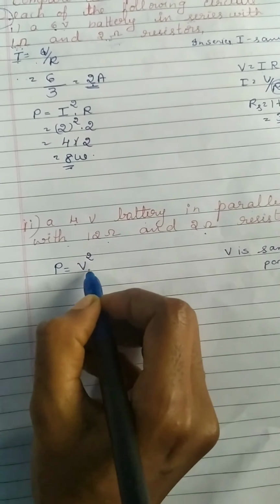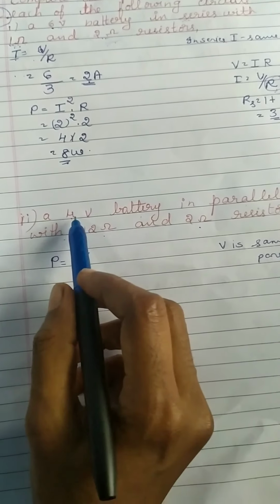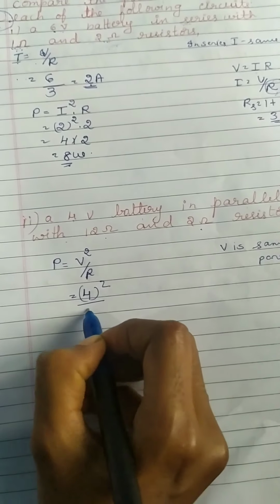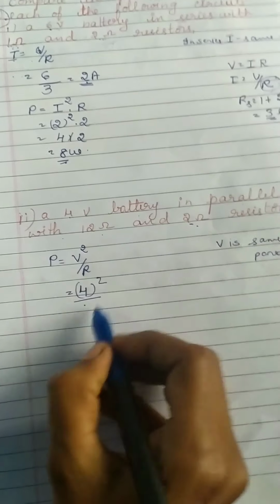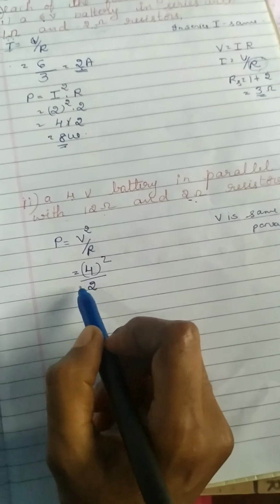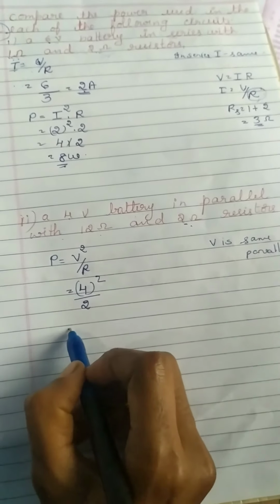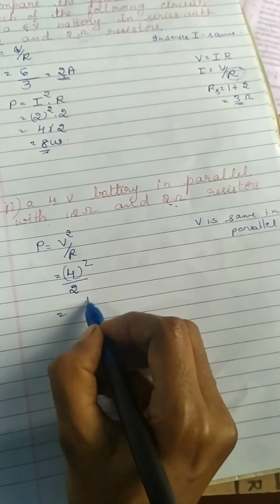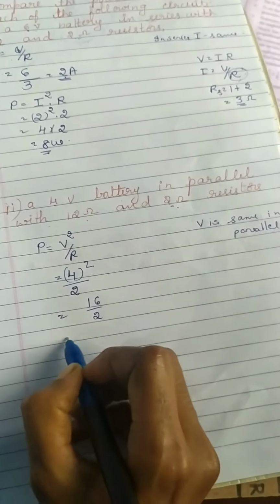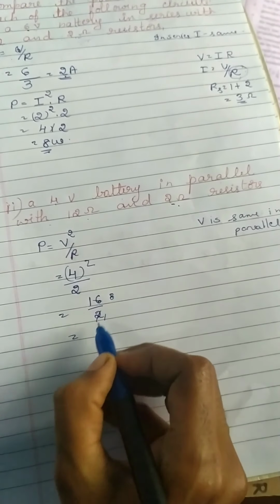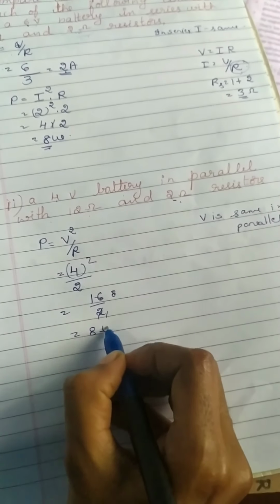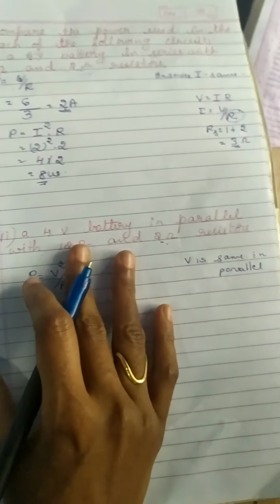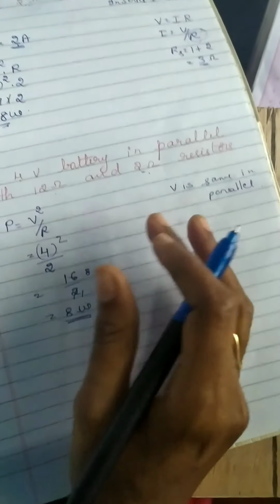Now we can directly use the formula, that is P is equal to V square over R. So here V square is how much? 4 square divided by R, which is how much? 2, because power is asked in the 2 ohm resistor. Okay. So here 4 4s are 16. 16 by 2, that is 8. So 8 watt. So power is the same in both the circuits. Okay. So that is the answer.